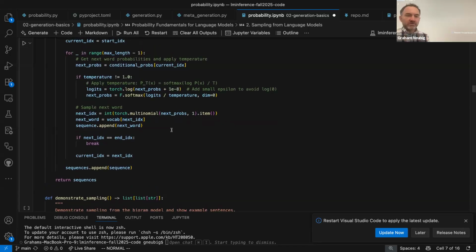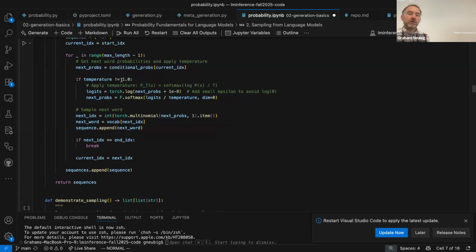I'll explain temperature now. We're going to talk about a lot of different sampling algorithms. Temperature sampling is a very common one that we use. Basically, the idea behind temperature sampling is that we might want to make the distribution more peaky or less peaky, so that we get more higher probability outputs or lower probability outputs.